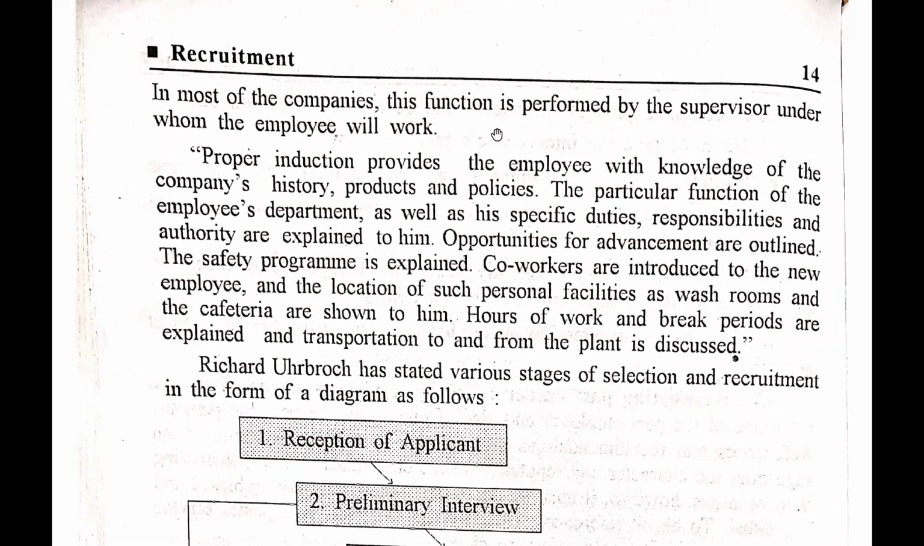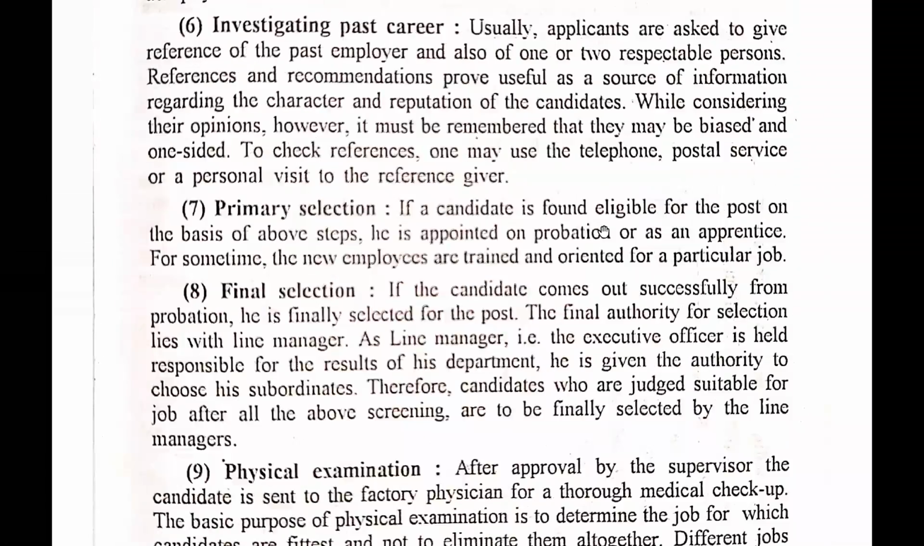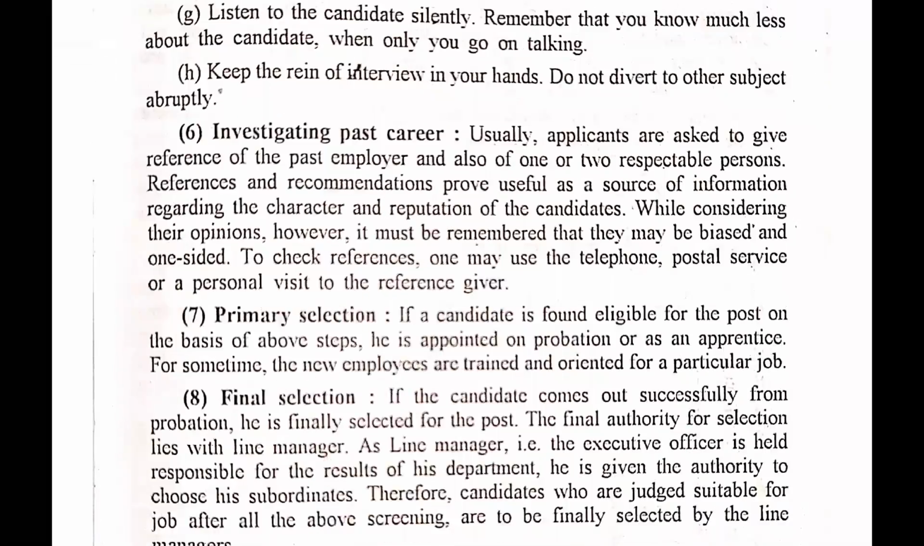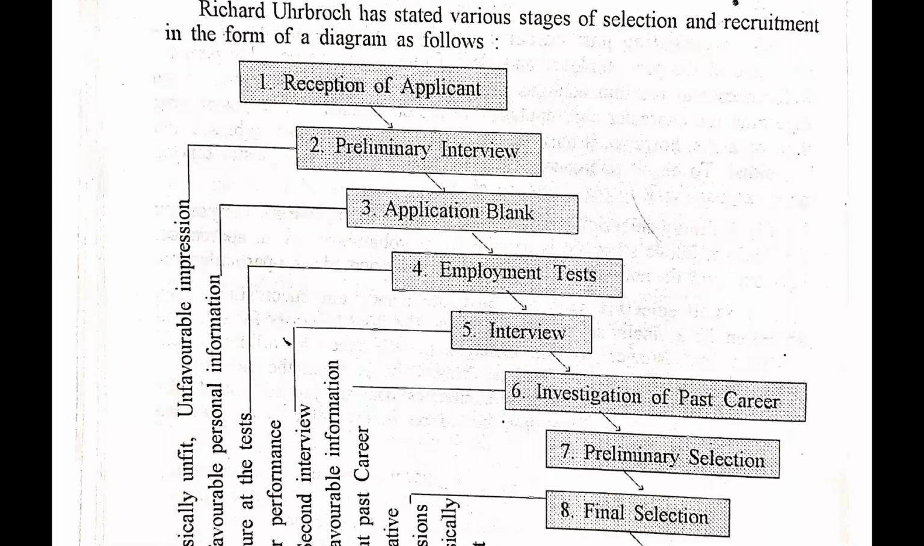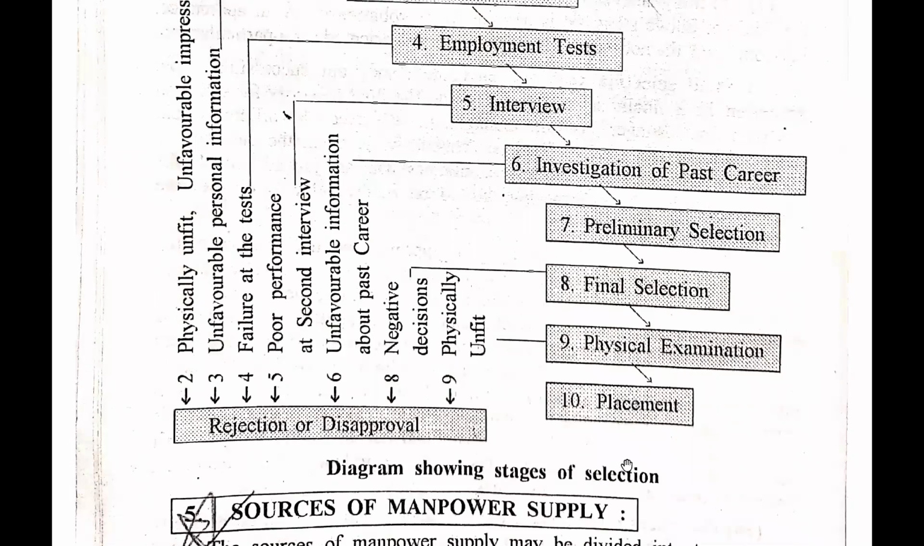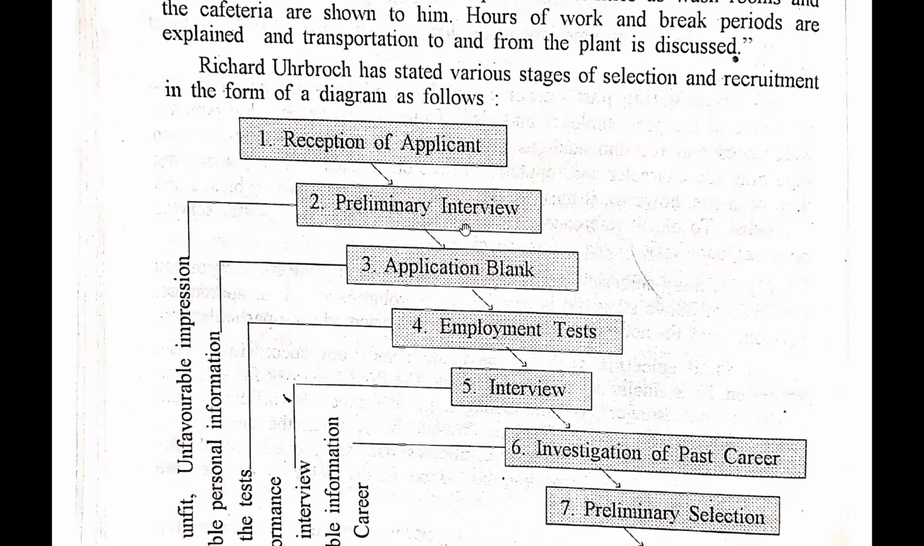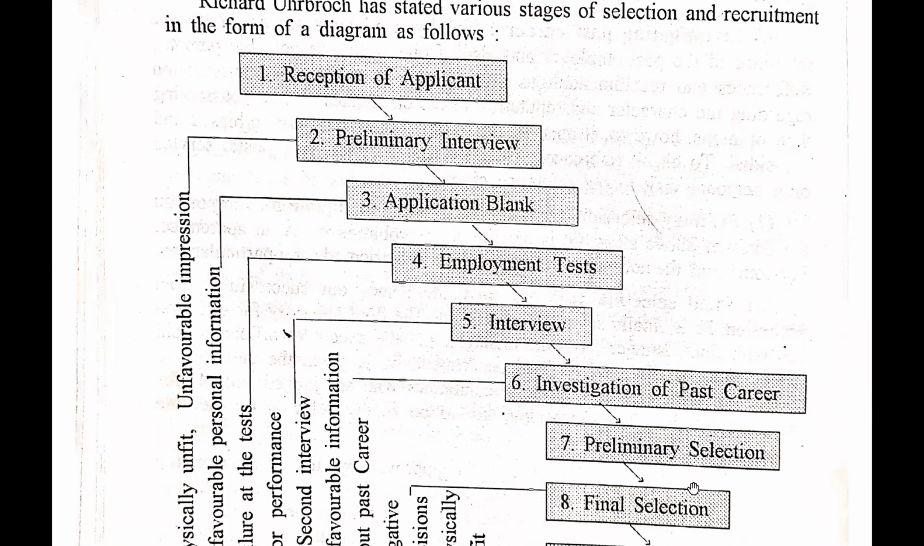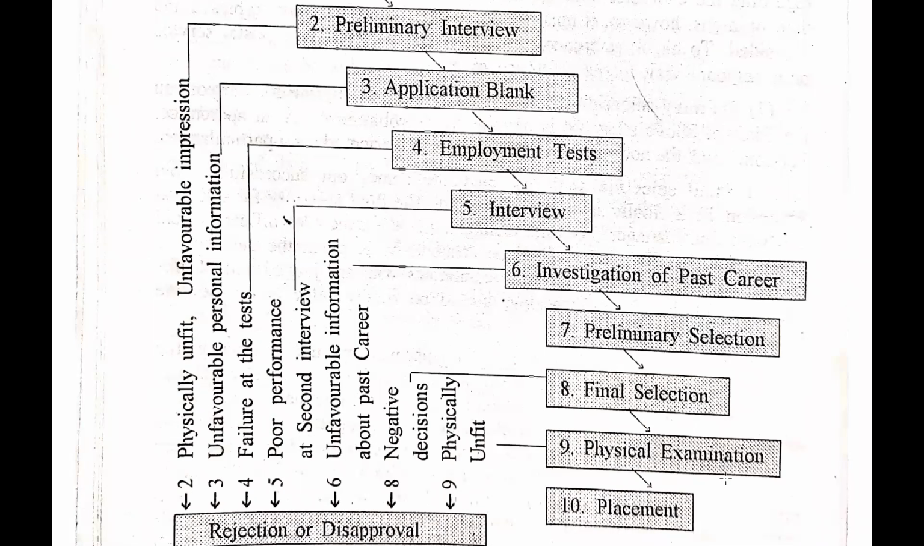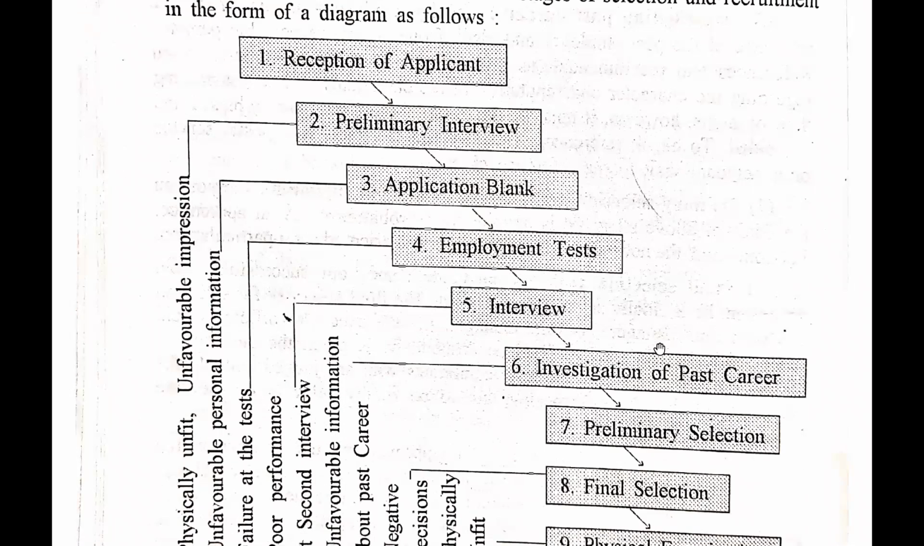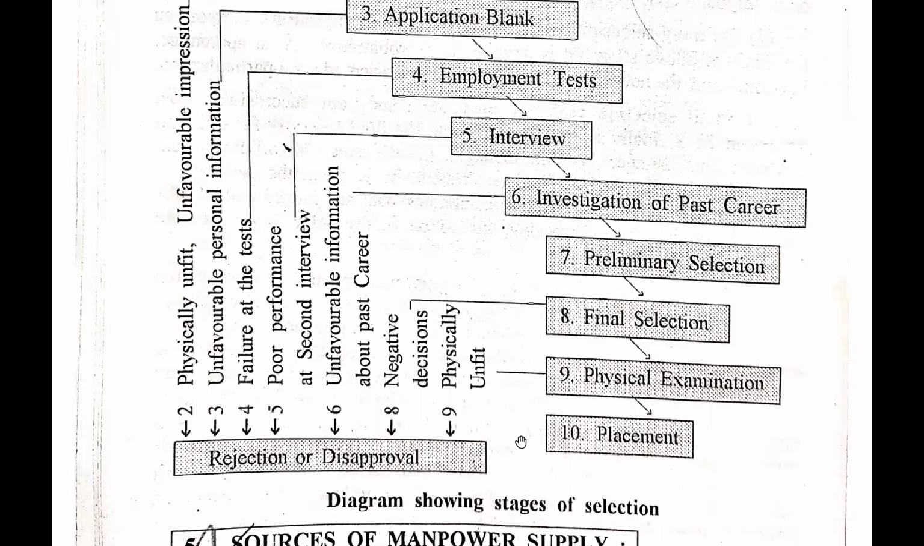In most companies, this function is performed by the supervisor under whom the employee will work. So, guys, here we have been given the whole process of selection, and now we will see the diagram showing the stages of selection. We have seen reception of applicants, preliminary interview, application blank, employment test, interview, investigation of past career, preliminary selection, final selection, and physical examination. Rejection or disapproval occurs if anything is found wrong in any of these steps; then the candidate will be rejected or disapproved because of the unsuitable thing found during the process of selection.